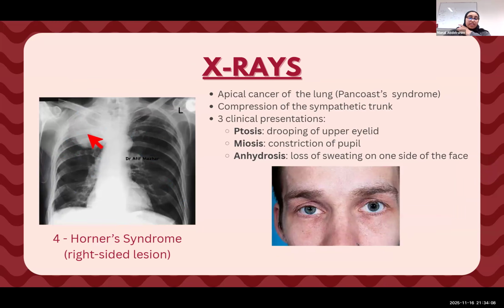Okay. And it's an apical cancer of the lung. It's also called the Pancoast syndrome, and it results in the compression of the sympathetic trunk. And because the sympathetic trunk is going to be compressed, it results in the 3 clinical presentations: ptosis, miosis, and anhidrosis. Ptosis is the drooping of the upper lid. Miosis is constriction of the pupil, and anhidrosis is the loss of sweating from one side of the face, the side that's affected.